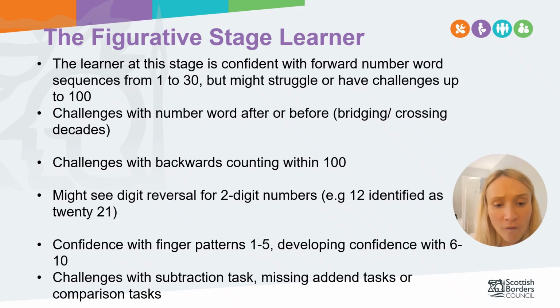You might find that they're really competent with finger patterns 1 to 5 and can throw out the numbers with that. But for 6 to 10, they might be slightly lacking confidence, or be less automatic. They might demonstrate more challenges with subtraction tasks, or tasks with a missing number calculation and addition problems, which we'll be coming on to explore as part of our training for this level, or comparison tasks. So again, those are the key things to be looking out for.